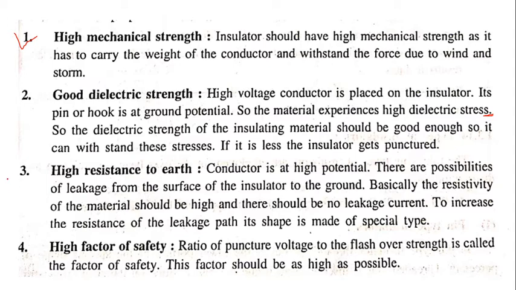Okay, the third one, high resistance to earth. The conductor is at high potential, so there are possibilities of leakage from the surface of the insulator to ground. Basically the resistivity of the material should be high and there should be no leakage current. To increase the resistance of the leakage path, its shape is made of special types.